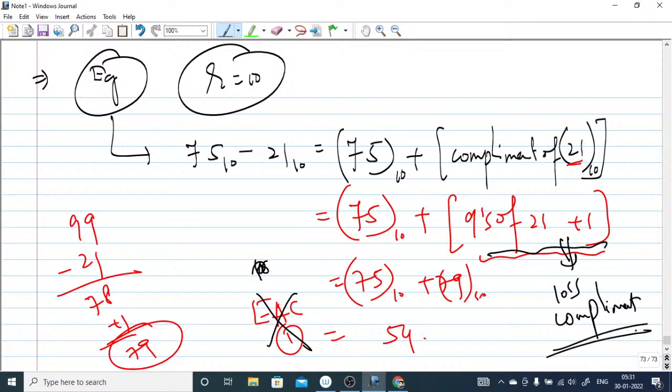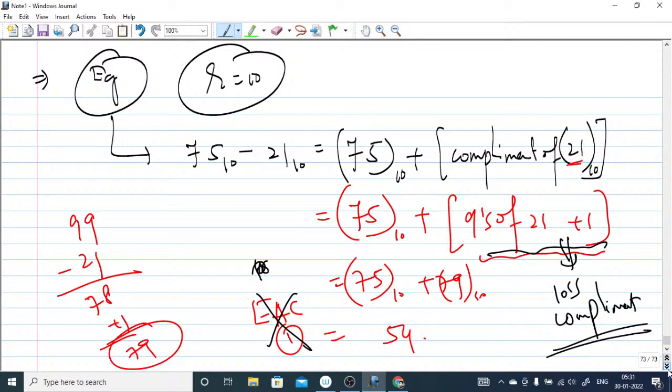Whether you're performing 2's complement, 1's complement, 15's complement, or 16's complement, whatever you are doing, you have to follow the same concept. I hope this is clear for everyone.